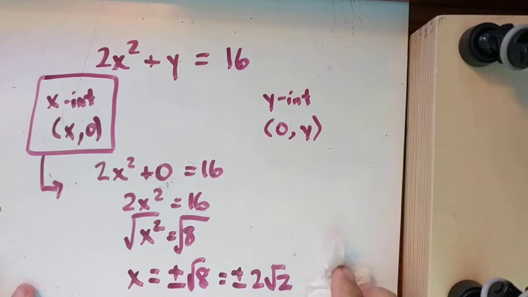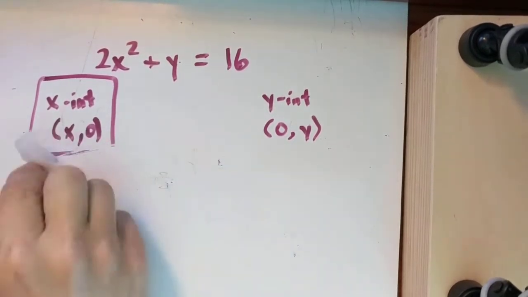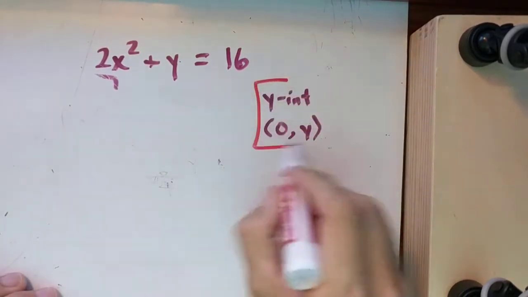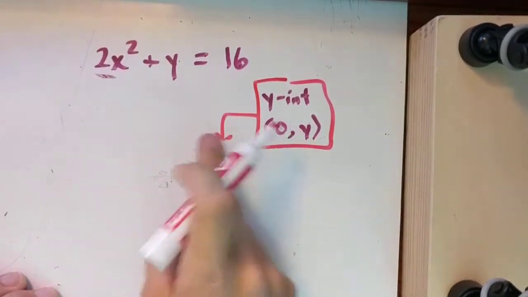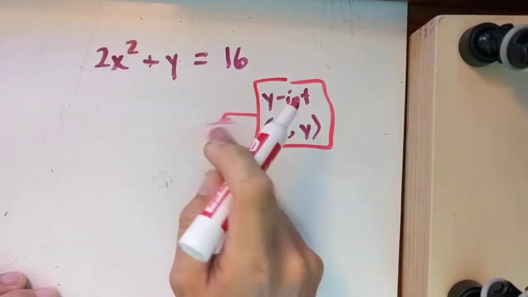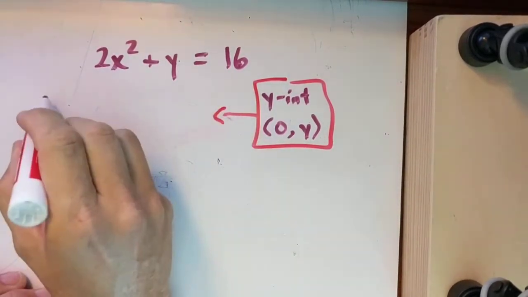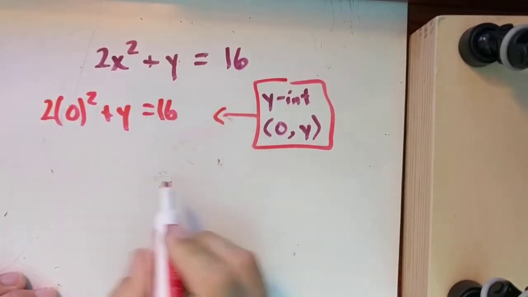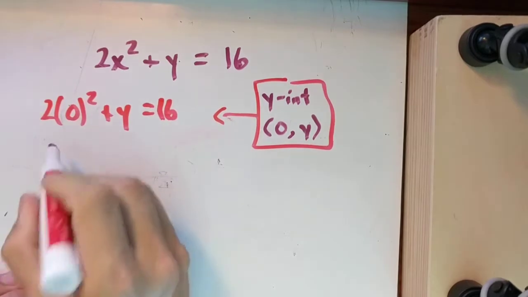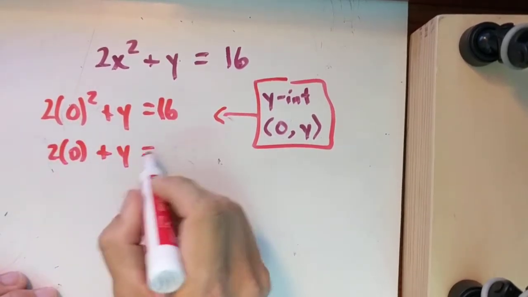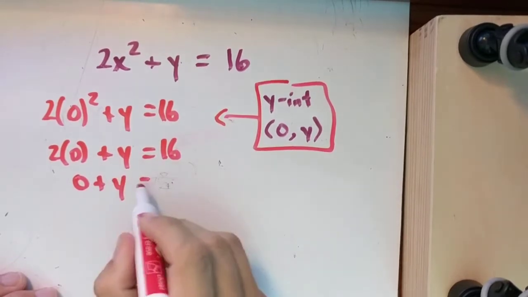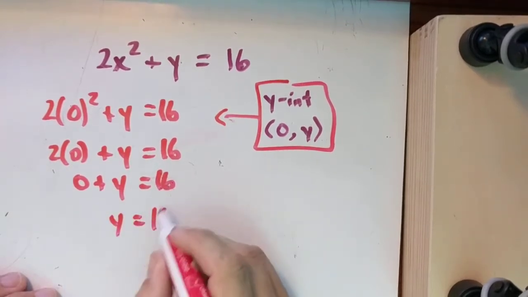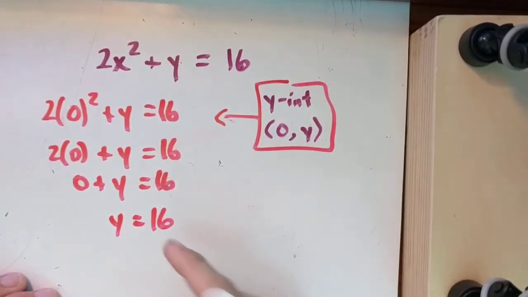Okay, for the y-intercept, we could do a similar process. We'll do this problem now. We'll put 0 in for x and solve for y. So this is going to be 2 times 0 squared plus y equals 16. And then we'll do the order of operations. So 0 times itself is 0, and 0 times 2 is 0. And 0 added to both sides or subtracted from both sides still gives you 16 on the right side. So this means that the y-intercept is 16.